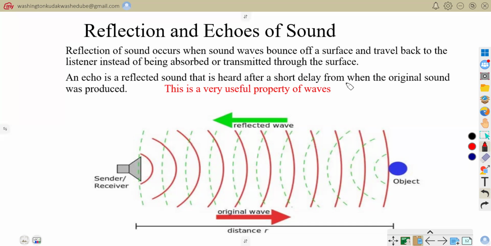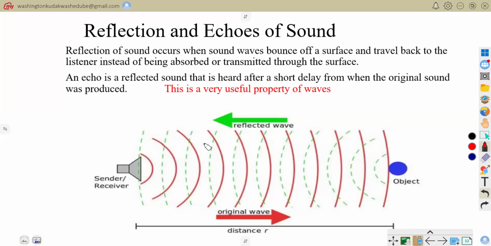So this is when, let's say you are in a room and you speak, and that room is big enough and empty. You speak, and after some time, you hear some echoes of your voice. That is what we refer to as a reflection. In essence, a sound reflection with a short time delay is what we refer to as an echo. An echo is a reflected sound that is heard after a short delay from when the original sound was produced.